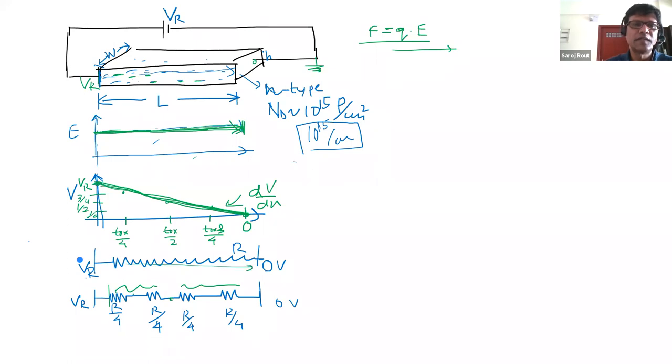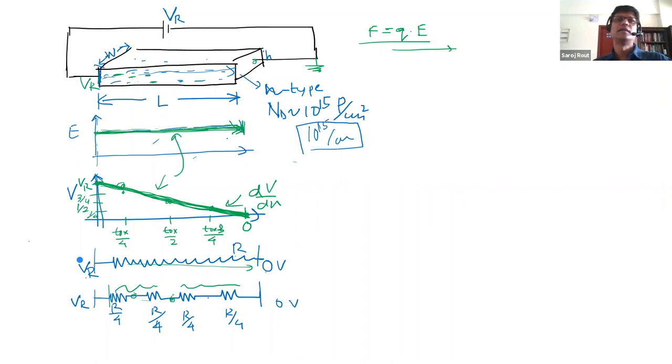And what I did was I split them into 4 equal, or you can do 8 equal, or 16 equal, or 32 equal, or whatever, 100 equal. But I'm just giving a point. So if I split this R into 4 equal ones, and I say, okay, let me see what the potential here is. It turned out to be 3V by 4. I said, okay, what's the potential here? It's half. Oh, what's the potential here? It's 1 by 4. And if I join all this, that's a linear line. And if I take the derivative of that, that has to be constant, which is the electric field inside it.